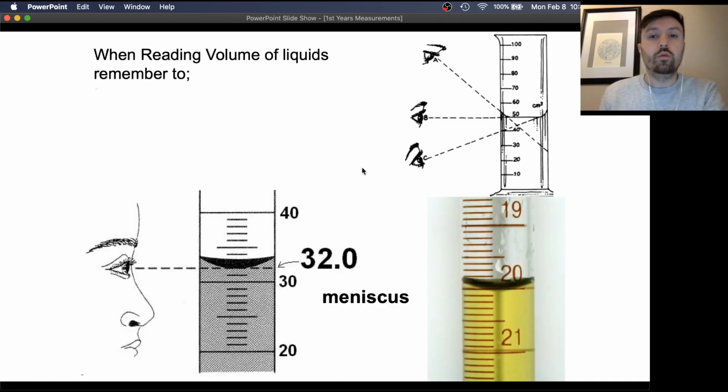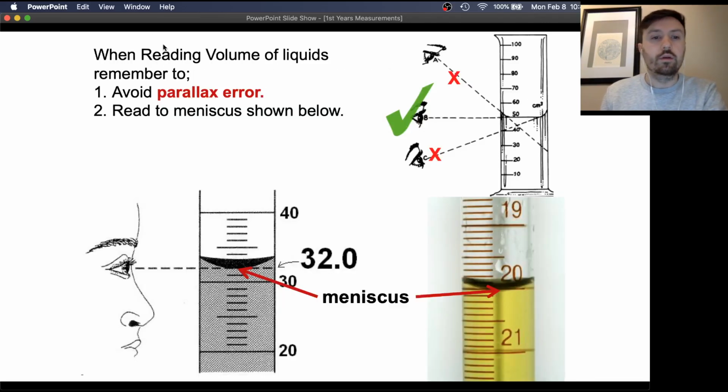So when we're reading these, this is very important. I know there's a lot going on here, so I'm just going to skip down through. We talked about parallax error in the last video.